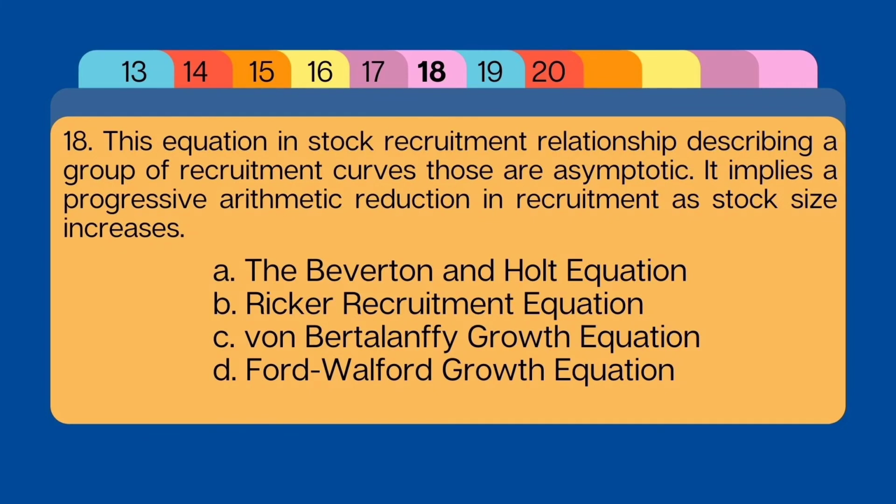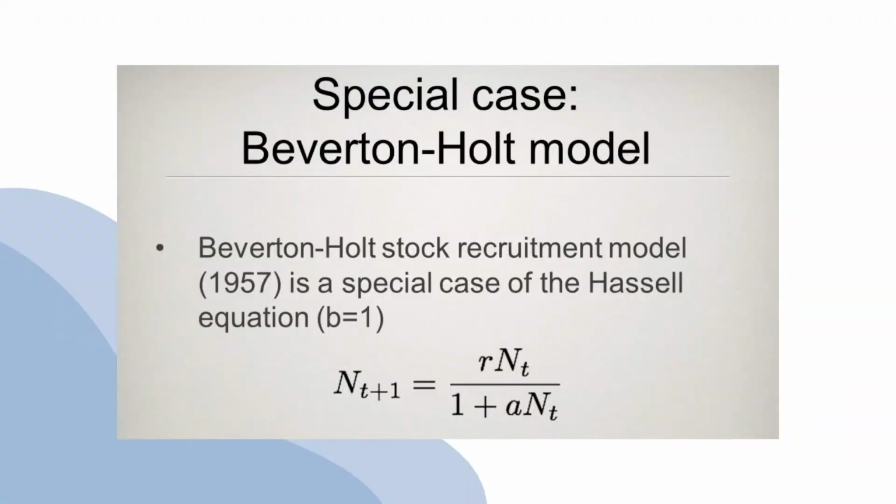Number 18. This equation in the stock recruitment relationship describing a group of recruitment curves, those are asymptotic. It implies a progressive arithmetic reduction in recruitment as stock size increases. A. The Beverton and Holt equation. B. Recruitment equation. C. Von Bertalanffy growth equation. Or D. Ford-Walford growth equation. The answer is A. The Beverton and Holt equation. This is the formula for Beverton-Holt model.